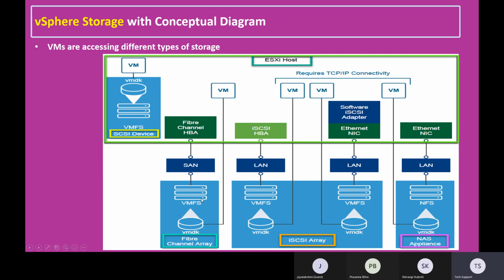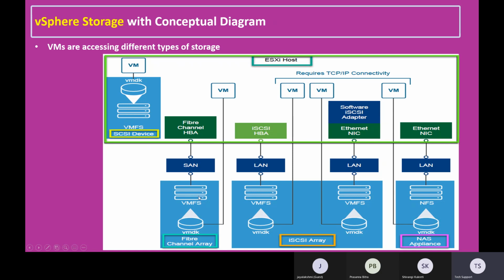That LUN, when we present it to the ESXi host, is presented as VMFS storage only. This entire green box represents an ESXi host. Within one ESXi box, we are discussing all the concepts. The first concept is local storage, and the second concept is SAN storage.